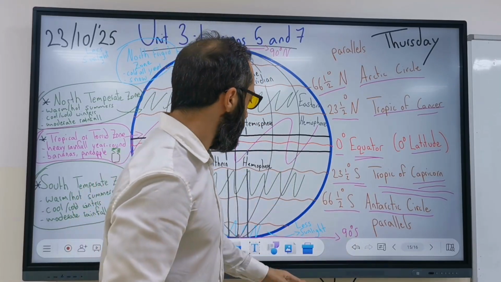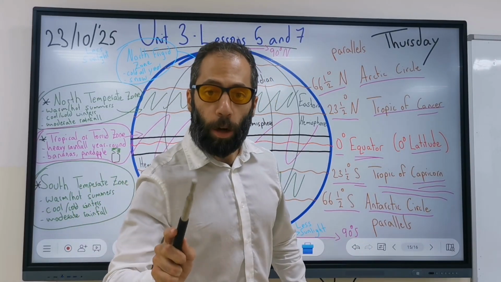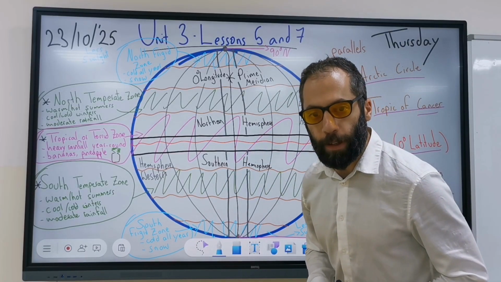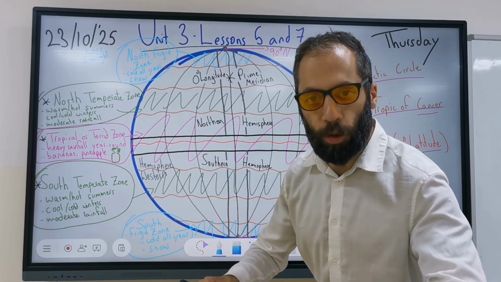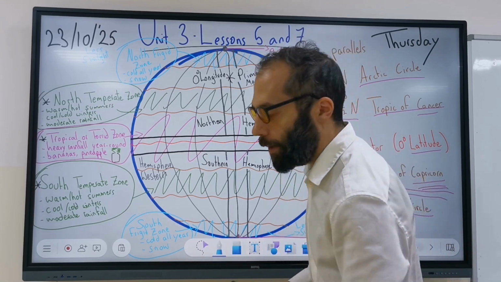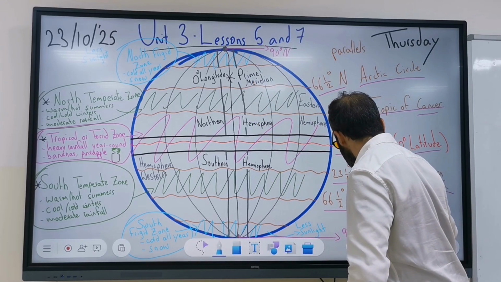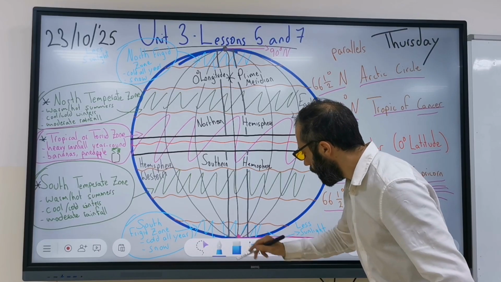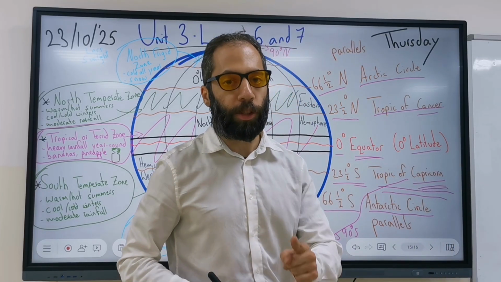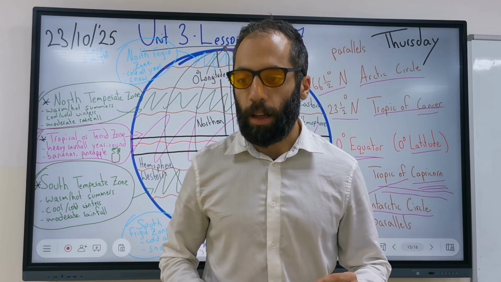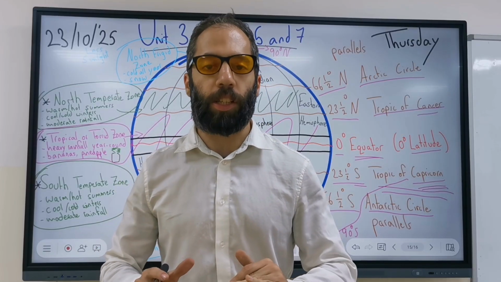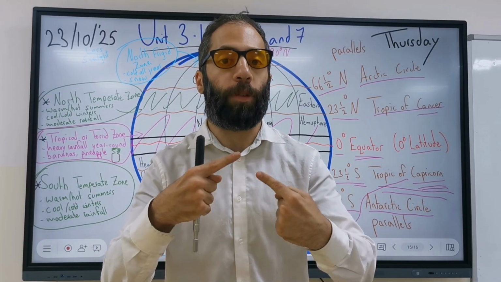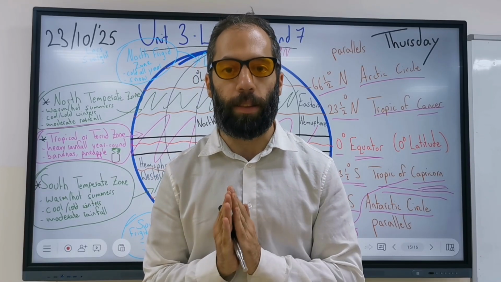Now, guess what? The Tropic of Capricorn is right next to, or it's close to, Antarctica. The Tropic of Capricorn is close to Antarctica. Now, why is Antarctica special? Because you're stuck on it with an endless supply of corn. And the Tropic of Capricorn is close to Antarctica.